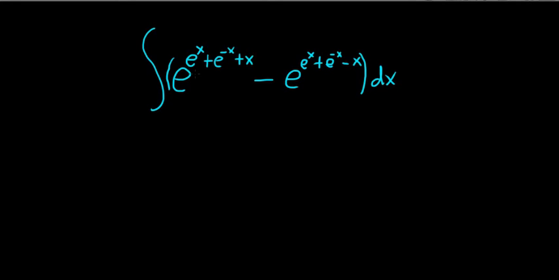Integrate e to the x plus e to the negative x plus x minus e to the x plus e to the negative x minus x. Wow, solution. So this looks really, really scary, but one thing to notice is that here this is the same as this, right? So maybe we can rewrite that and use it to our advantage.